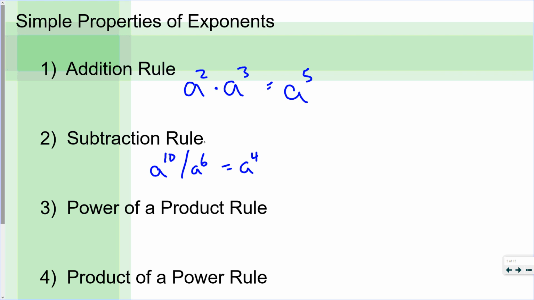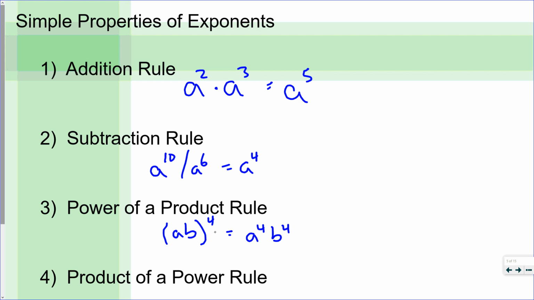Okay, some other rules that are going to be important here. Power of a product. So here's a situation where if you have something like ab, say to the fourth power, it is equal to a to the fourth times b to the fourth. So what this is saying is that exponents basically distribute across multiplication.